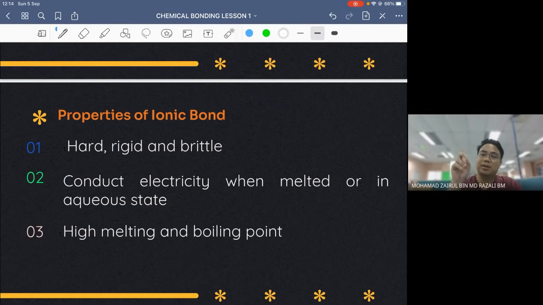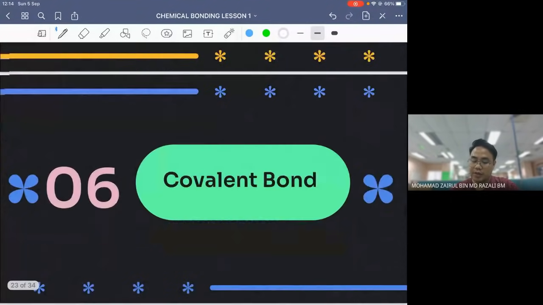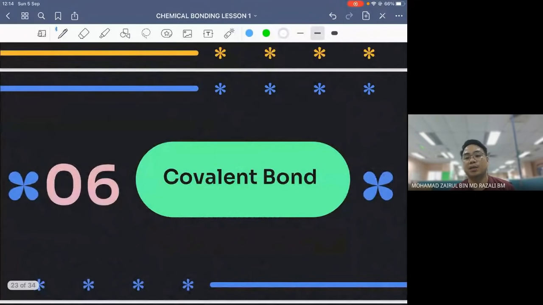The reason is that the interaction, or the forces of attraction between the positive and negative charges in an ionic bond, is stronger than the interaction in a covalent bond. Okay, settled ionic bond, now we move on to the second type of chemical bond, which is the covalent bond. Earlier, ionic bond forms through donating or gaining electrons. So it means there is movement of electrons, from one element to another element.